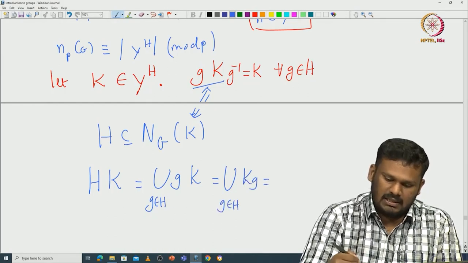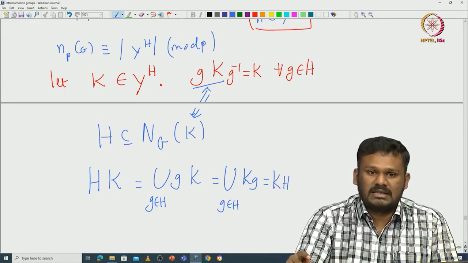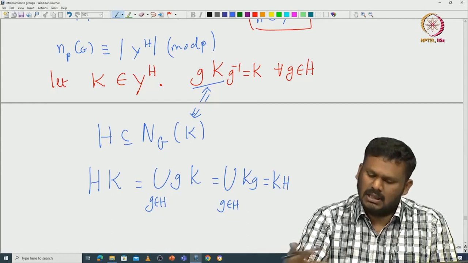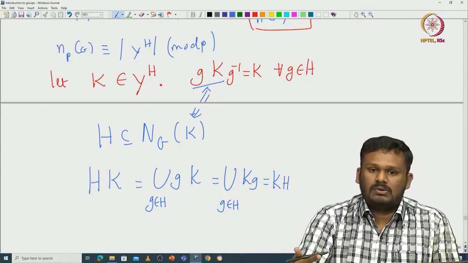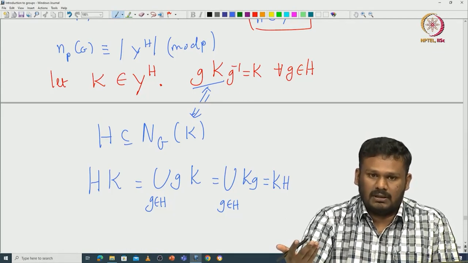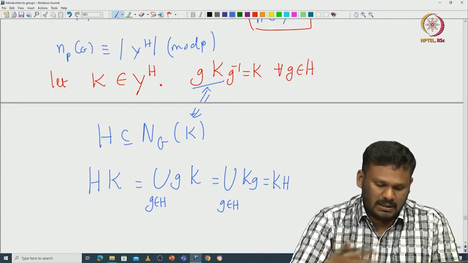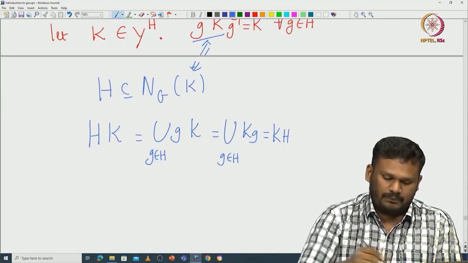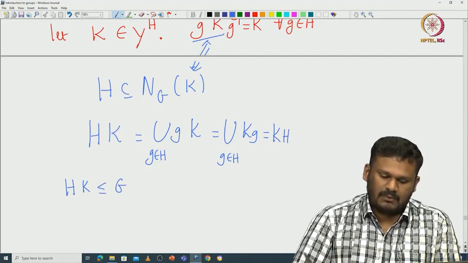So that is exactly equal to KH. So this just simply says HK is equal to KH. This is something we have already seen. I am just rewriting. Now using our criterion for when HK is a subgroup, you can easily see that in this case HK becomes a subgroup. So HK is indeed a subgroup of G.